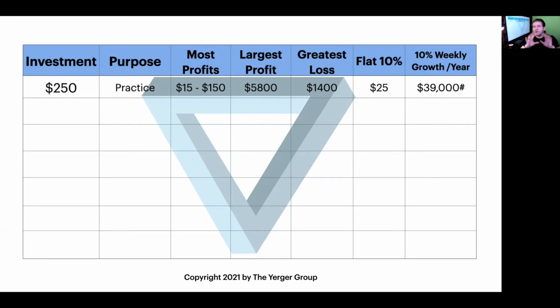If we leave all those profits in from the 15 to 150 up into the $500 plus the $5,800 profit, if we leave that in and grow the account only 10% per week for a year, you're going to end after a year with about $39,000.